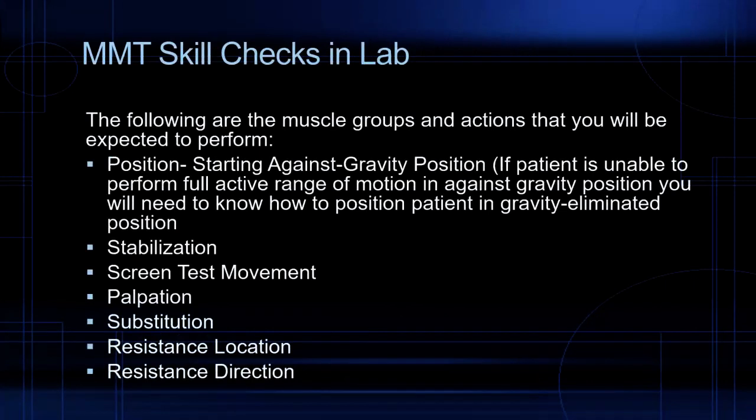So when you're going through the procedure, you will always start in the against gravity position. And if they're not able to do that full range of motion against gravity, you will need to know how to position that patient in a gravity eliminated position. May I suggest that rather than being overwhelmed and trying to memorize all of them, think through the procedure. Where that muscle is, thinking about how you're going to get that muscle in a position where there's no gravity on it, it's going to be a piece of cake for you, okay?